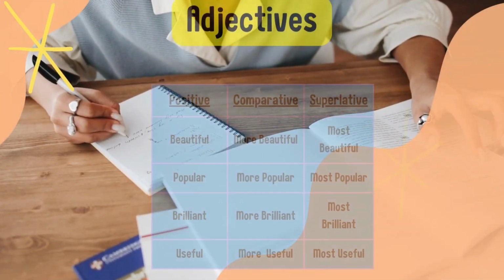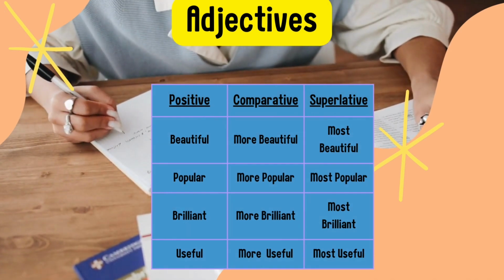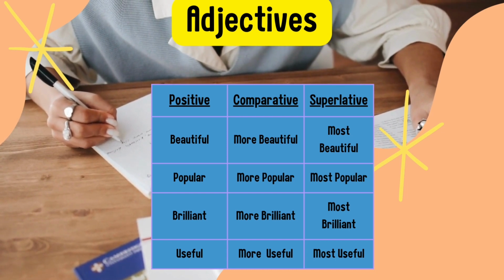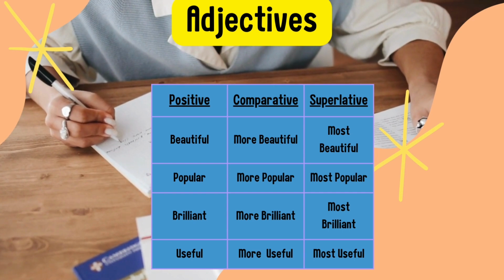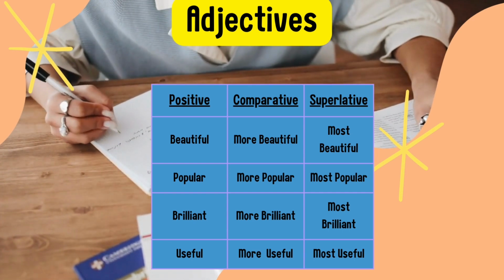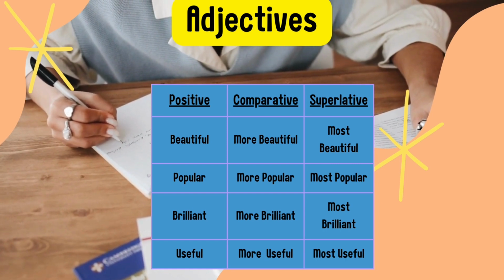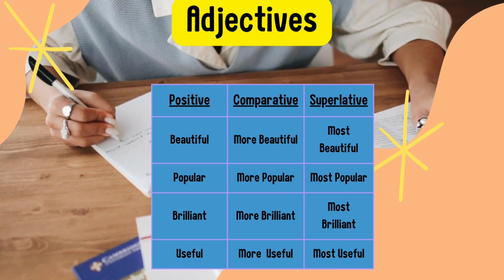In case we have 2 or more syllables in the adjective, in that situation we need to append more in the comparative, most in the superlative. Beautiful, more beautiful, most beautiful; popular, more popular, most popular; brilliant, more brilliant, most brilliant; useful, more useful, most useful, and so on.